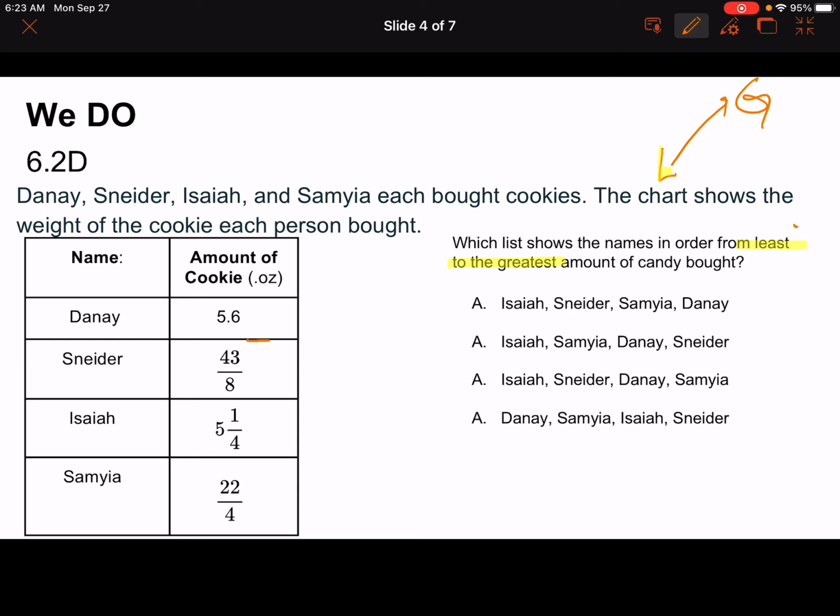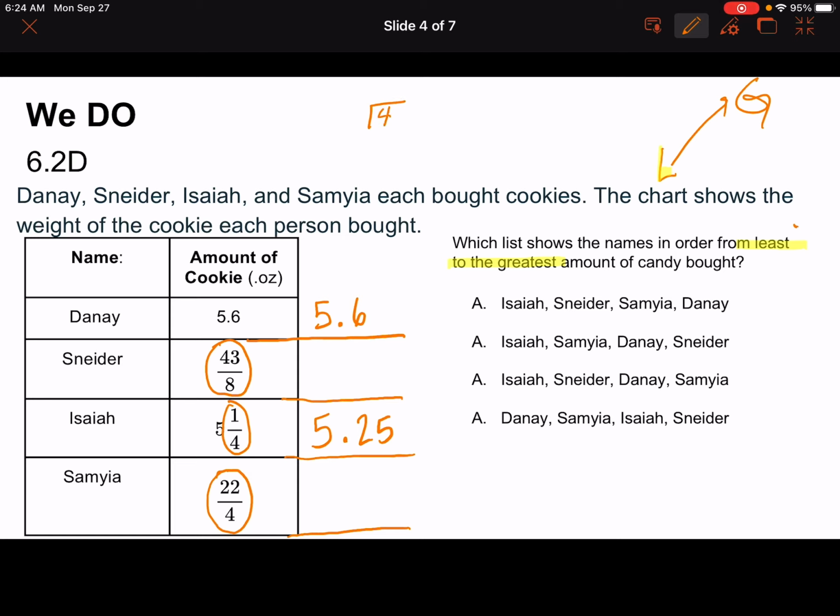I'm going to extend each one and I'm going to label it. 1/4 I know is 25/100ths and I've got 5 whole. This one is an improper fraction, so I know it's going to be greater, as well as this. I'm going to solve for both.